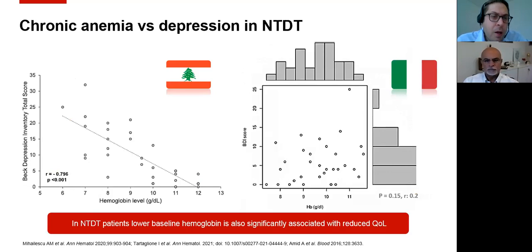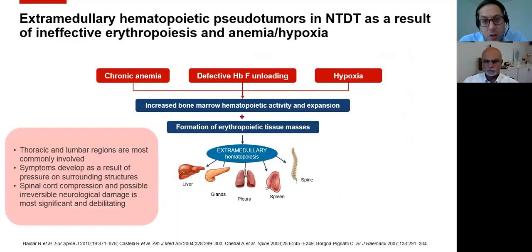Again, anemia was not only associated with clinical complications per se, but we also had studies that looked into the impact on quality of life and also on mental health in general. For example, in this study specifically, we looked at the impact of hemoglobin on depression, measured by the Beck Depression Inventory, and there was a correlation between lower hemoglobin levels and higher rates of depression in this patient population, especially our patient population in Lebanon.